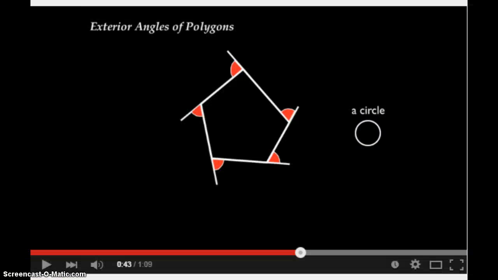Okay, now we're going to talk about exterior angles of a polygon. Exterior angles of a polygon are these angles on the outside of a polygon when you extend one of the side lengths. So these angles here are all exterior angles of a polygon. Now watch what happens when you put all the exterior angles of a polygon together.